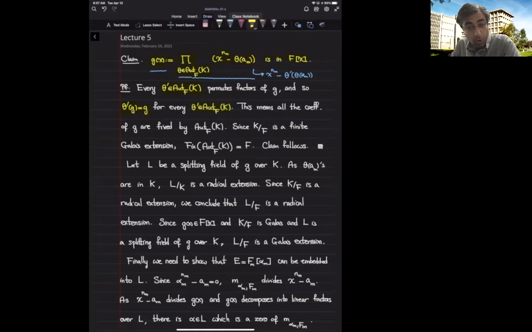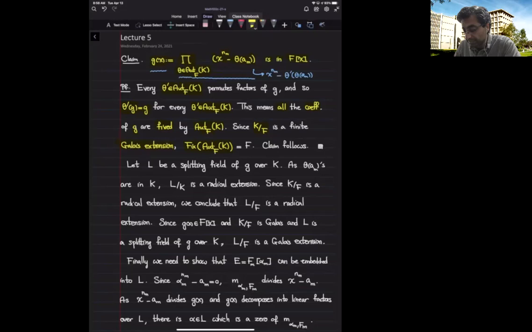That means all the coefficients of this polynomial are fixed by this group. So all the coefficients of G are fixed by this group. So all of them belong to the fixed points of this group. But notice that this is a finite Galois extension.